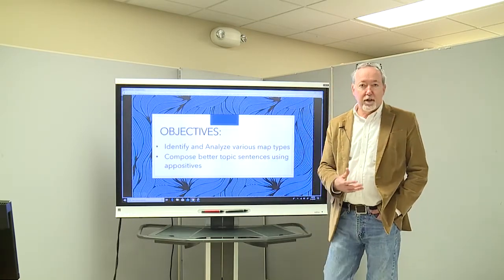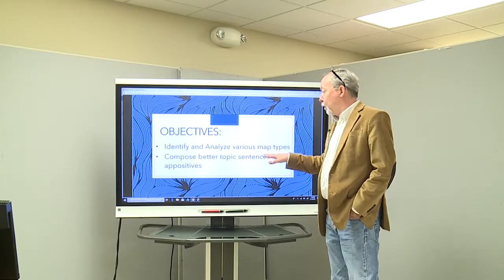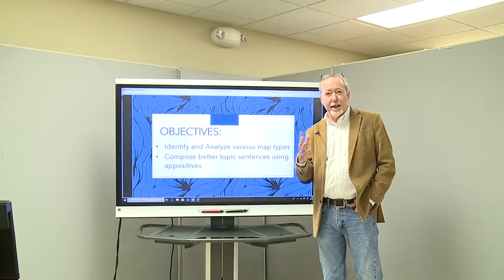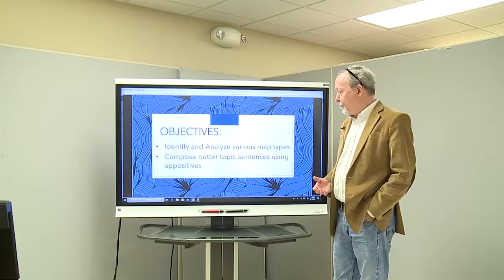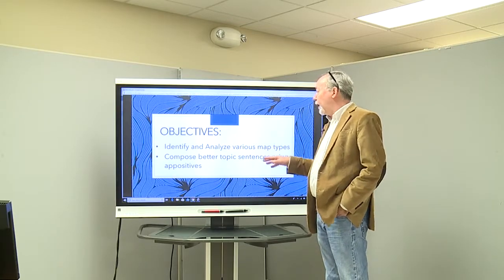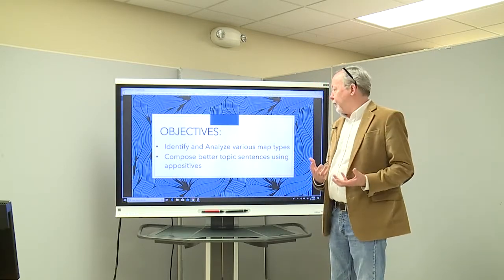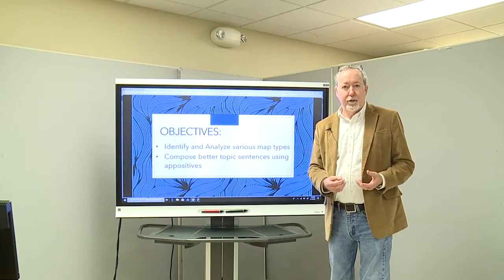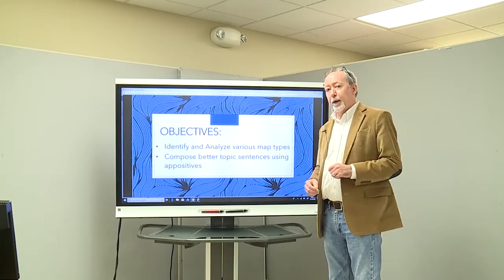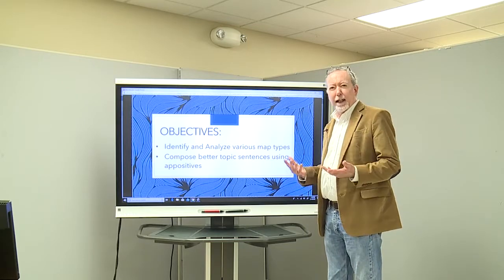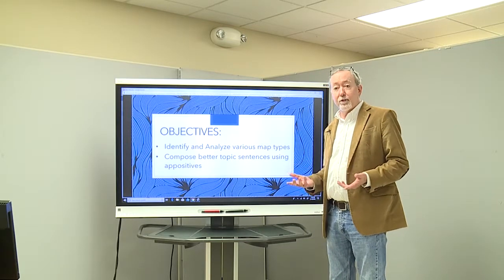The goals for this lesson, or as we say, the objectives, we're going to analyze, we're going to identify different components of different types of maps. And then towards the end, we're going to go ahead and compose better topic sentences using appositives. And I'll tell you exactly what I mean when we get there. But to begin with, let's go ahead and take a look at a few different types of maps.